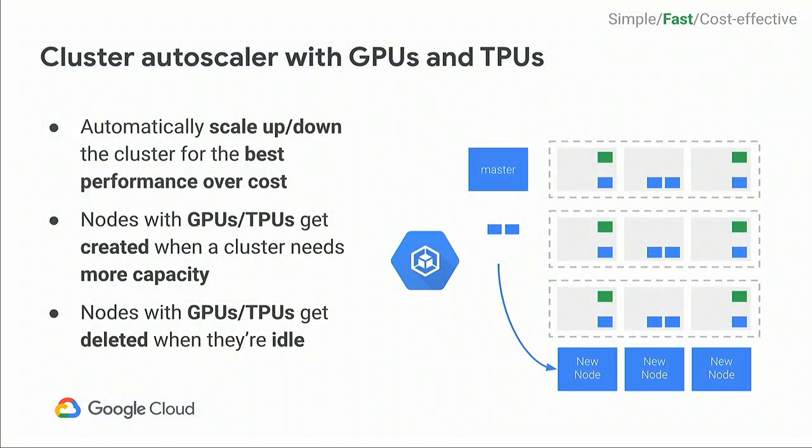Google Kubernetes Engine also supports cluster autoscaler with GPU and TPUs. So with the help of cluster autoscaler, you can automatically scale up and down the clusters for best performance over cost. So nodes with GPU and TPU get created when you need extra compute capacity. You don't have to manually schedule them. And the nodes with GPU and TPU get deleted when they are idle.